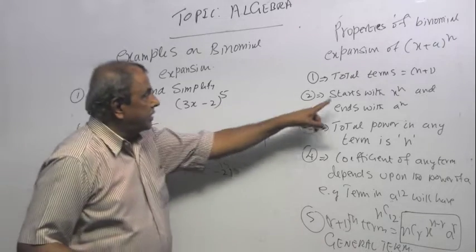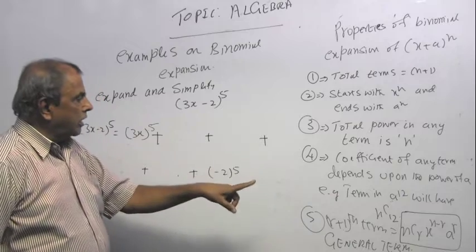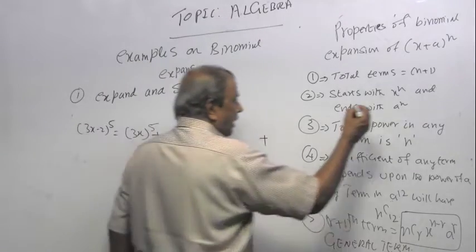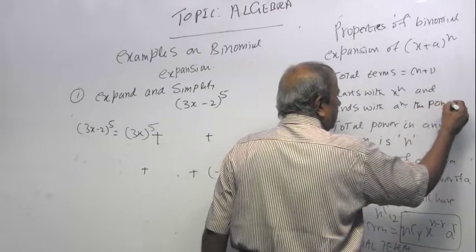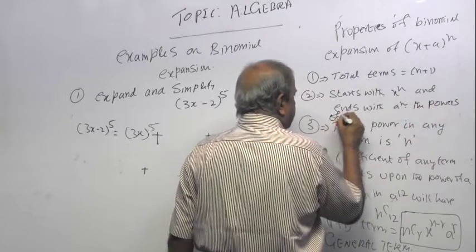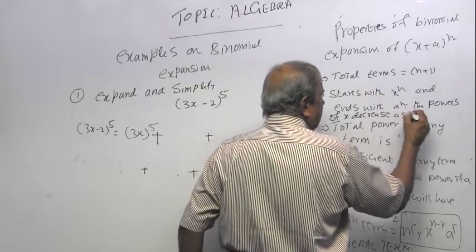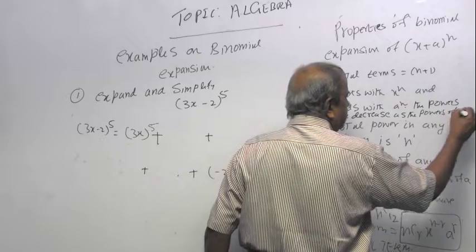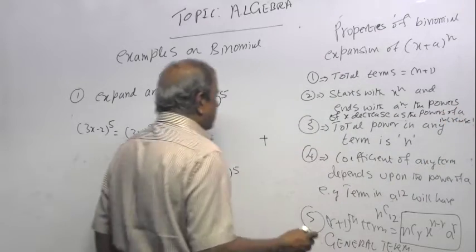I forgot the total. Oh, I forgot to write one more property there. I can add it here. The powers of x decrease as the powers of a increase. I think that's the easiest way to remember.